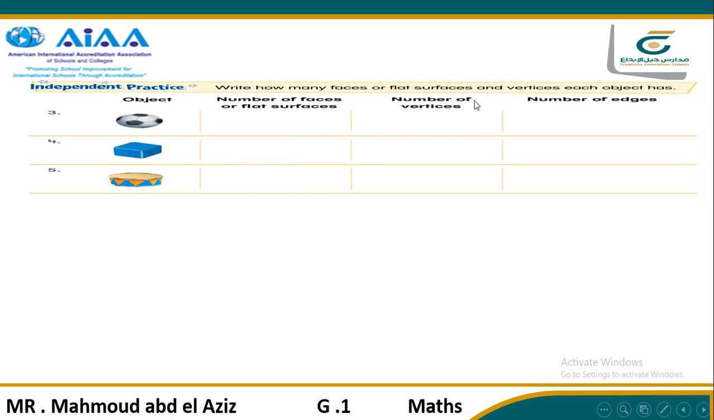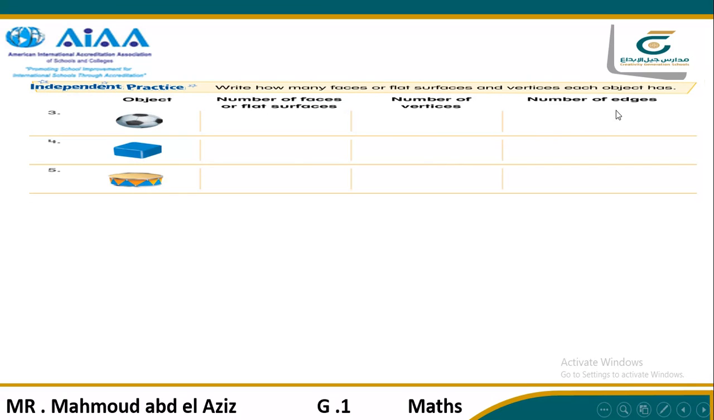What about the number of vertices? You can count them. 1, 2, 3, 4, and another 4 here. That's 1, 2, 3, and 4 here. So 4 plus 4 equals 8. So we have here 8 vertices.